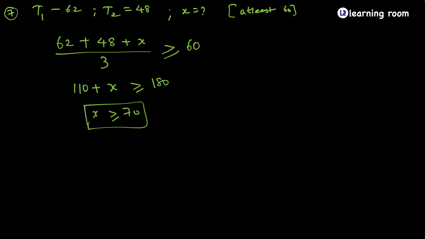Why did that happen? If you see the first exam, he has got greater than 60, but the second has dipped. So that gets compensated. So you should get greater than or equal to 70 marks, right? At most means less than or equal. I hope you are able to understand. Simple, actually.